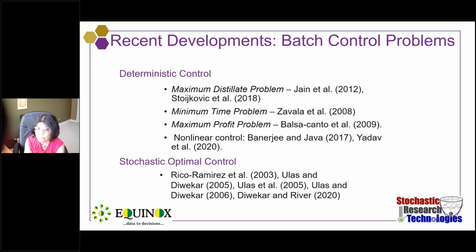What happens after 2000 onwards, the recent area, again, if you look at it, many of the papers are on optimal control. Deterministic optimal control: maximum distillate, minimum time, maximum profit problems, and also nonlinear control. Also, in recent years, my group has worked on what happens when the feed composition changes. Because in a batch column, you don't get the same feed composition all the time. Can you do a robust operation? Many times you don't know the impurities, and those cause uncertainties. Can you do that? So we worked on that, and this is stochastic optimal control.